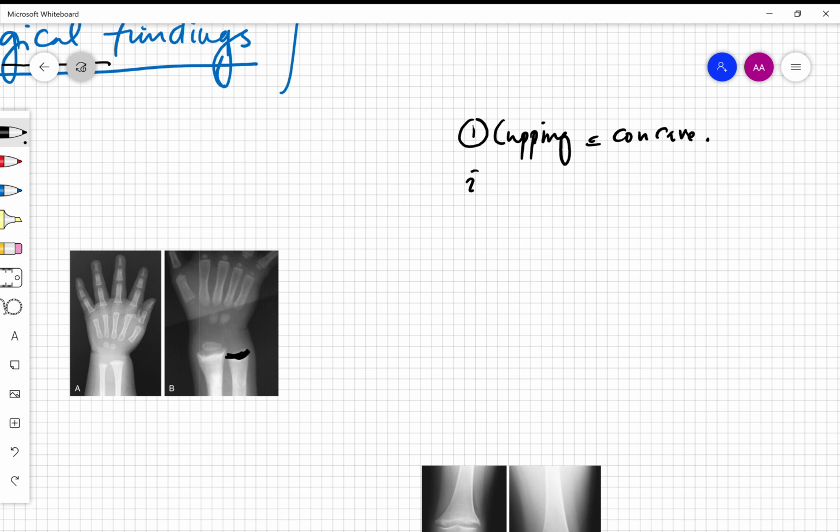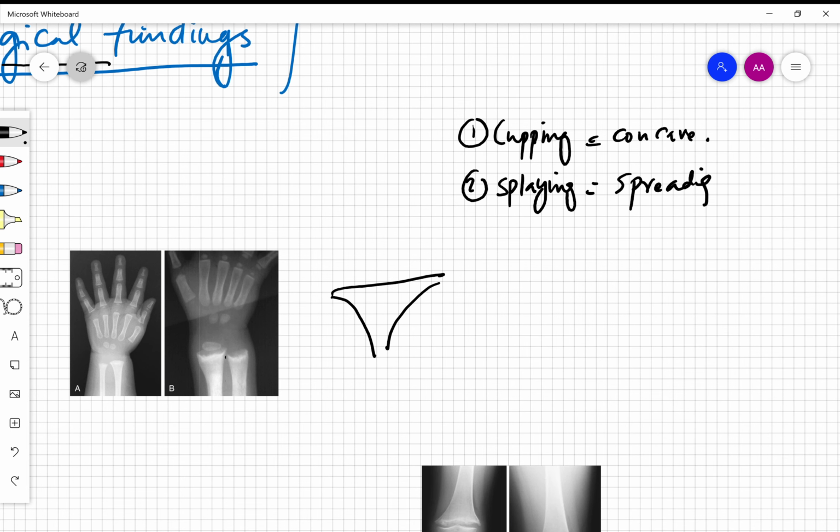The second thing is called splaying. We remember it by splaying with spreading. If you see here, this is a normal metaphysis, and here it is widened. This wideness, the spreading of the metaphysis, is called splaying.